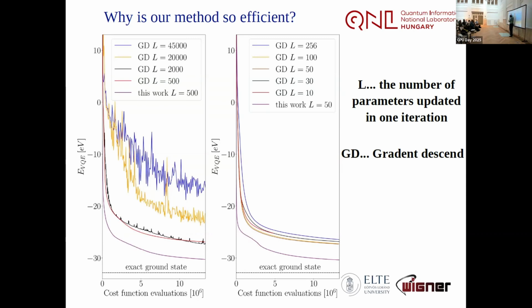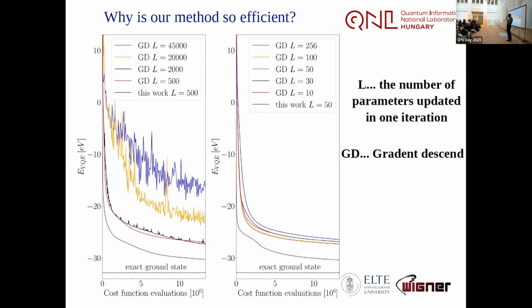Let's say you have 45,000 parameters in your circuit, and you are updating all of them in each iteration. This is this blue line. Now, if you choose only 500 parameters, a random subset from these 45,000, you can see that the oscillation gets smaller and smaller. I don't have a mathematically rigorous explanation for this because the training of a quantum circuit is NP-hard. We have heuristics for it, not proofs.